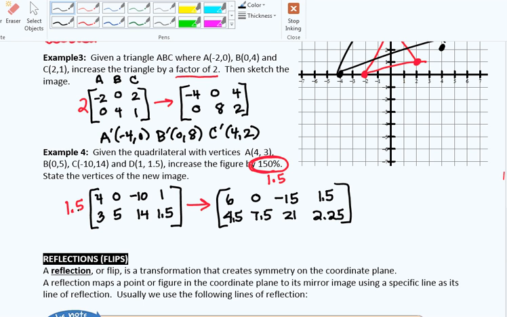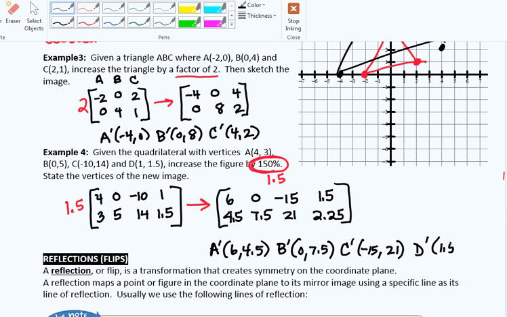So these are my new coordinates. I basically just increased by a scalar factor of 150%. My new A is 6, 4.5. Our new B is 0, 7.5. Our new C is negative 15, 21. And D is 1.5, 2.25. There we go.